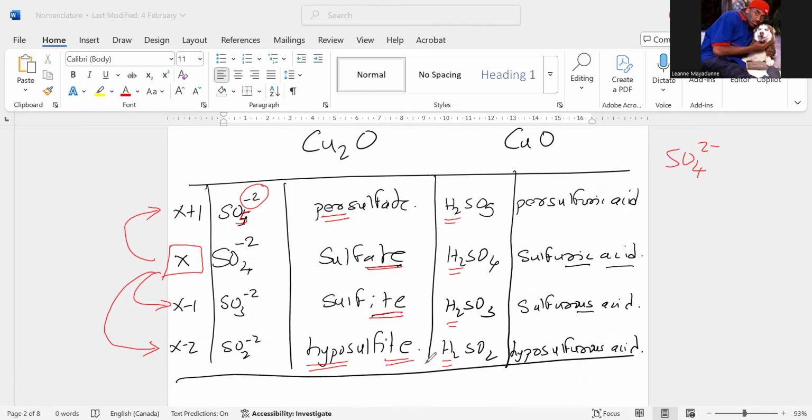If it is ATE, the name is IC acid, so sulfuric acid. If it is ITE, it is an OUS acid, sulfurous acid. So hyposulfite becomes hyposulfurous acid. Persulfate becomes persulfuric acid.